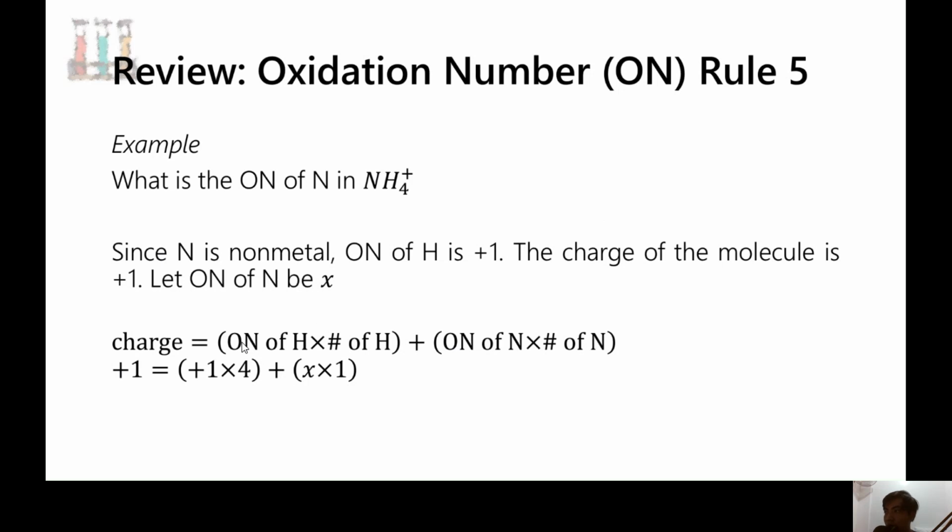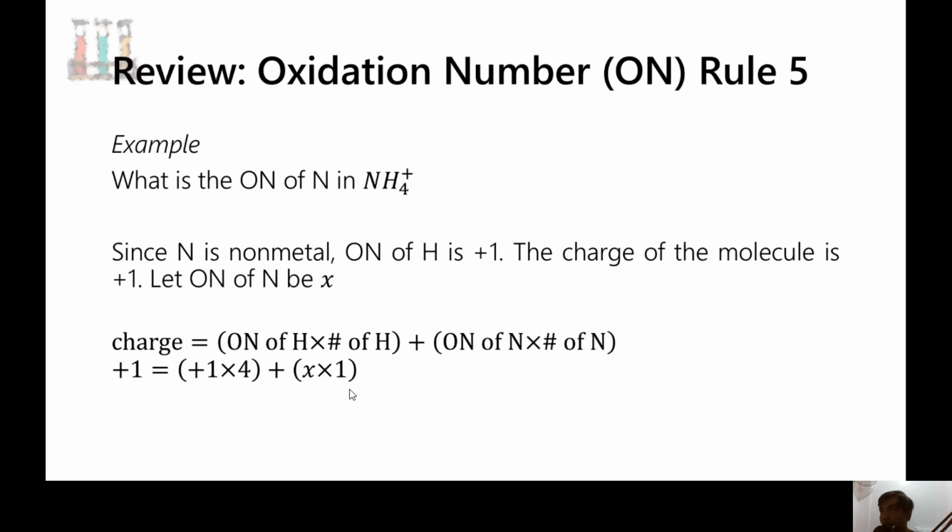The oxidation number of hydrogen: again, hydrogen is paired with a non-metal, which is nitrogen, so it is always positive 1 in charge. The number of hydrogen atoms: we have 4 hydrogen atoms here as indicated by the subscript. The oxidation number of nitrogen is what we're going to solve for, so I will let that be X, times the number of nitrogen atoms, which is just 1. So that's X times 1.